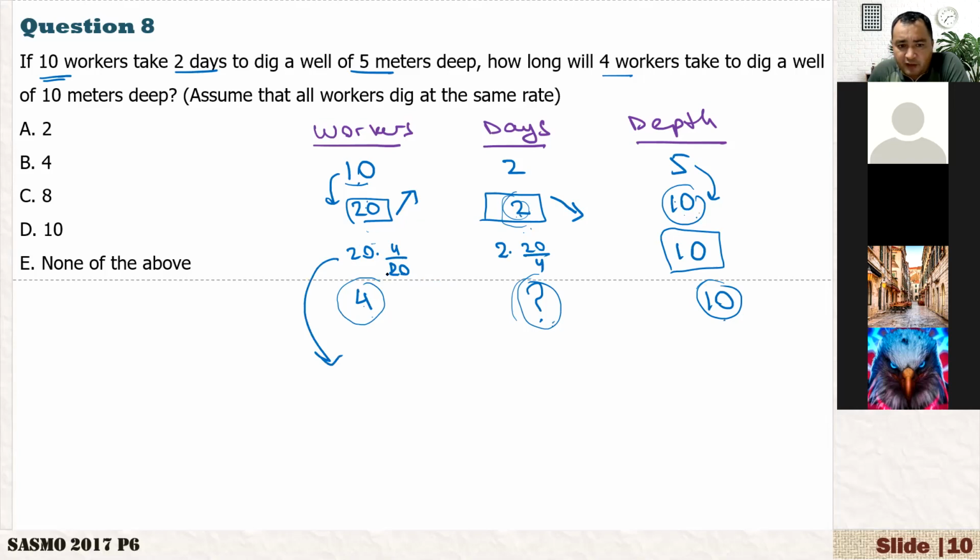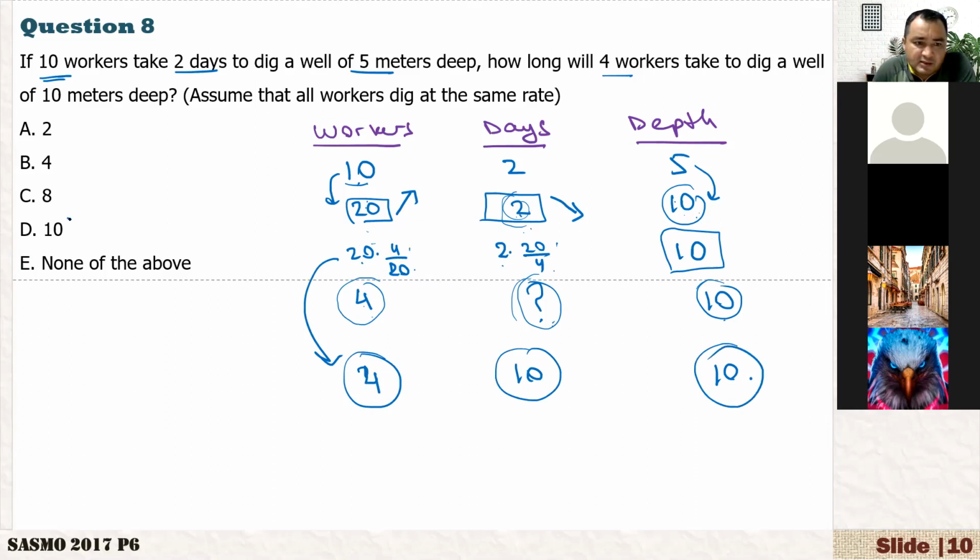So now if you simplify this, 20 times 4 over 20, that is 4. 2 times 20 over 4, that is 10. And here we have 10. So if we have 4 workers, it takes 10 days to dig a well of 10 meters. So the answer here is 10.